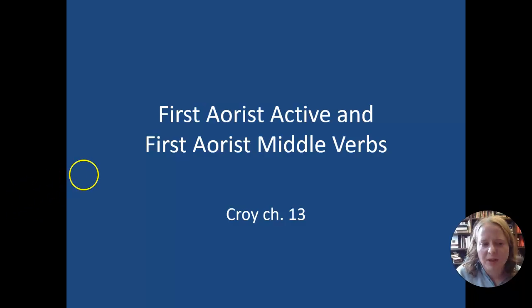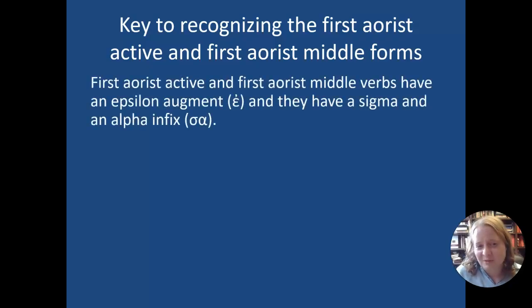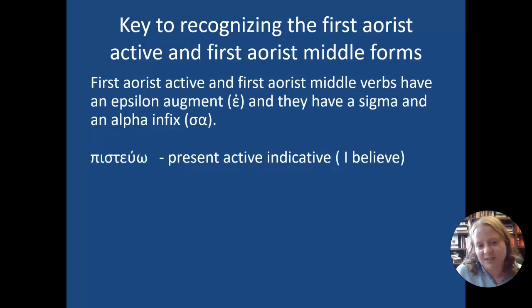This is the simple past, and so it's a pretty common verb tense in the New Testament. The good thing is you're going to be able to recognize it because it has all the things that we've seen so far. It's got both an epsilon augment to tell you this is in the past, and a sigma alpha infix. So epsilon and sigma equals aorist.